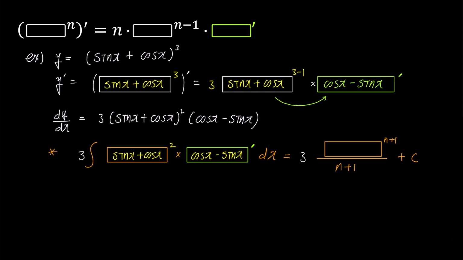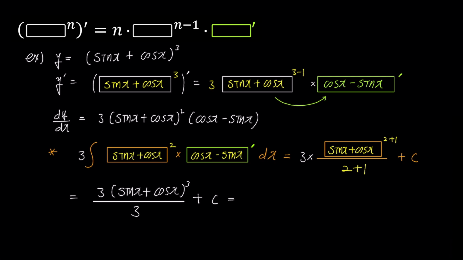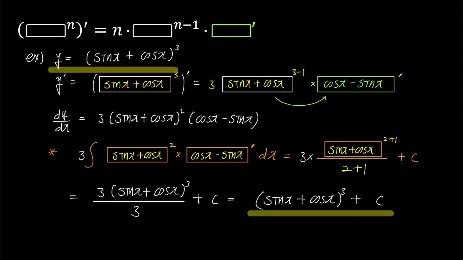We multiply 3 and put sine x plus cosine x into the box and set n to 2. The exponent and the denominator of the box becomes 2 plus 1. Finally, we add the integration constant c. Simplifying the expression, we have 3 times sine x plus cosine x to the power of 3 over 3 plus c. And upon further simplification, it becomes sine x plus cosine x to the power of 3 plus c. As you can see, it is exactly the same as the original function we differentiated.